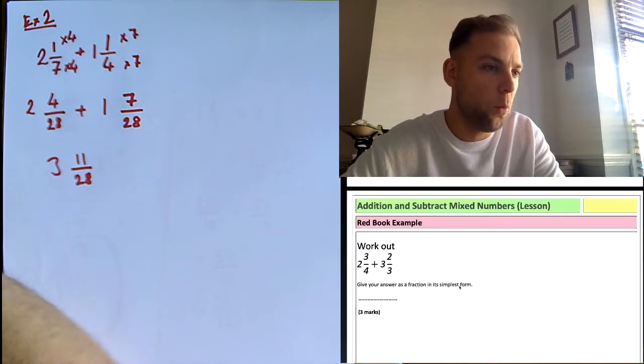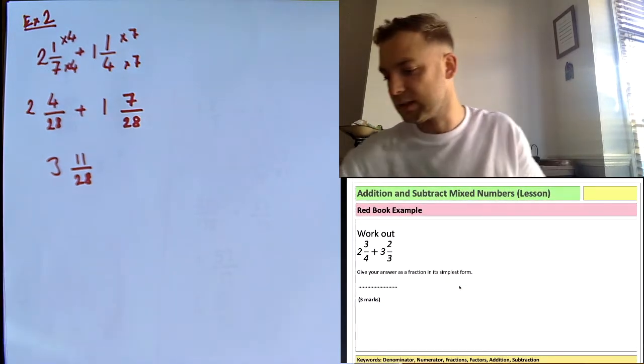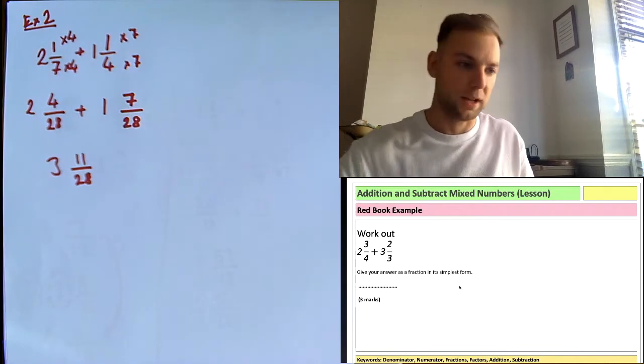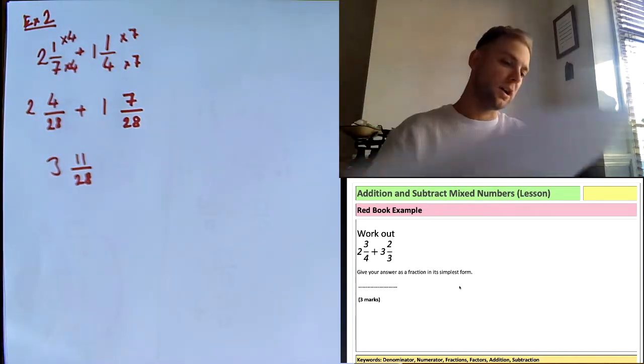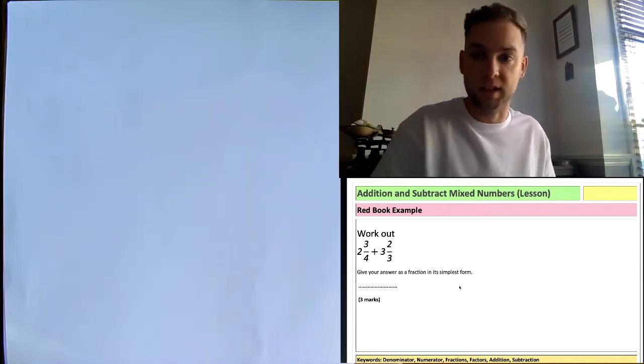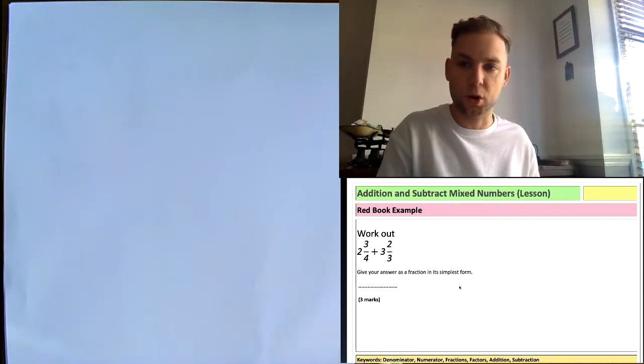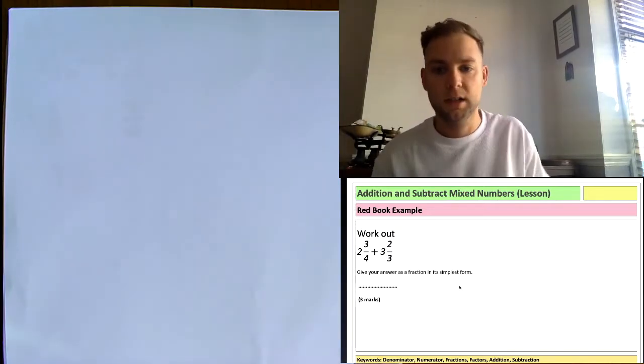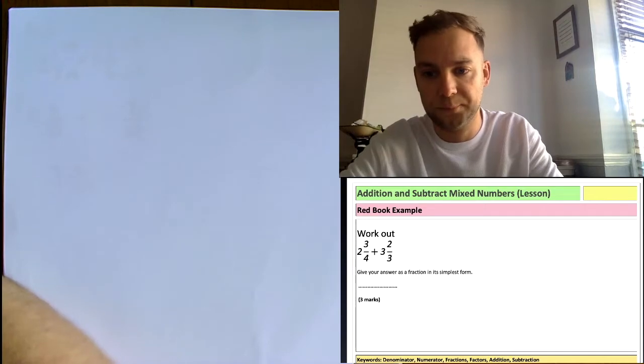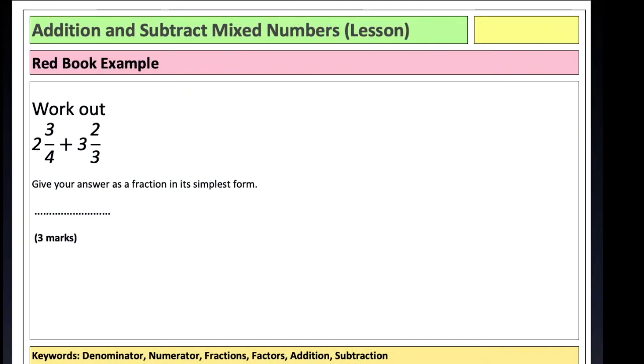So let's just do one more of these. And then we'll have a little look at subtracting. So it might be worth having a pause of this. So maybe pause now, have a go at this one yourself. So I'll make it big for you so you can see it. Pause now, have a go at that one yourself.